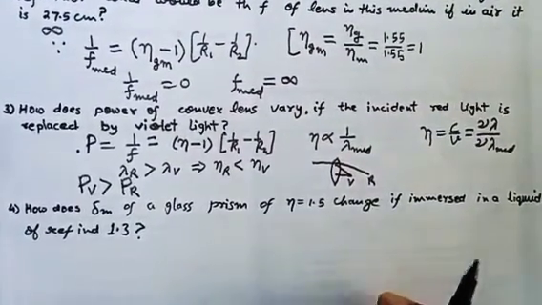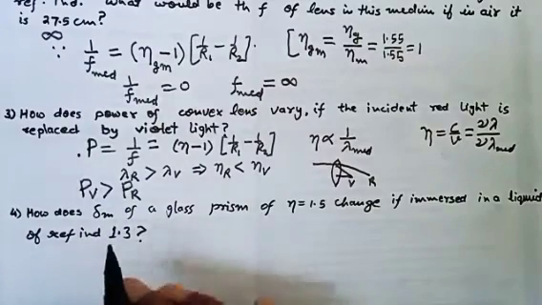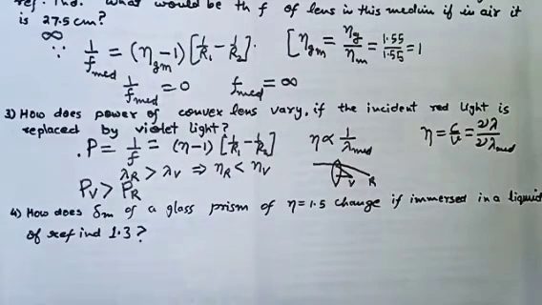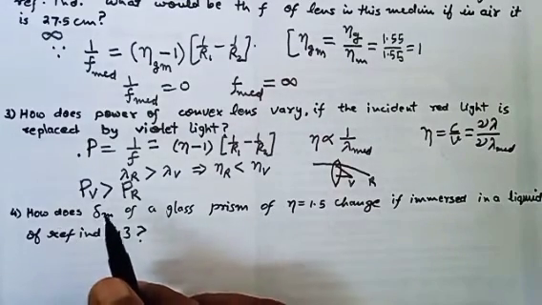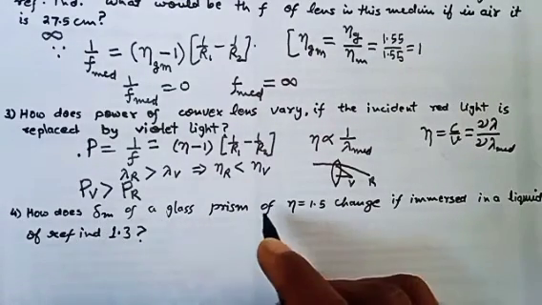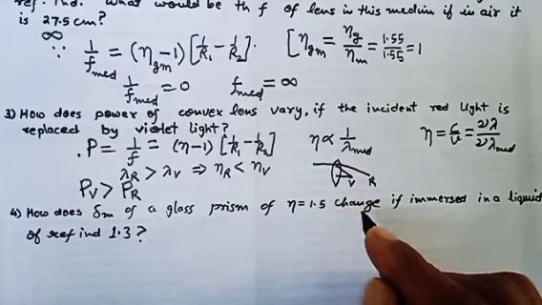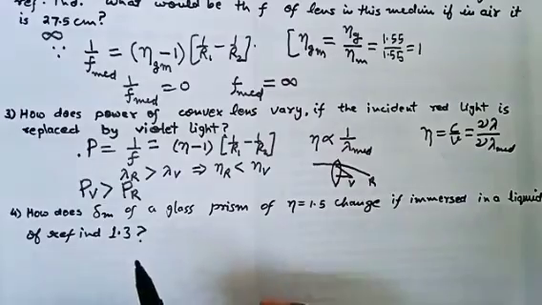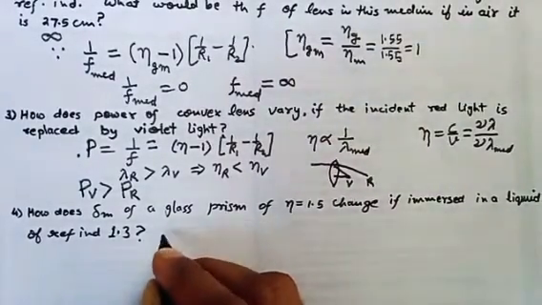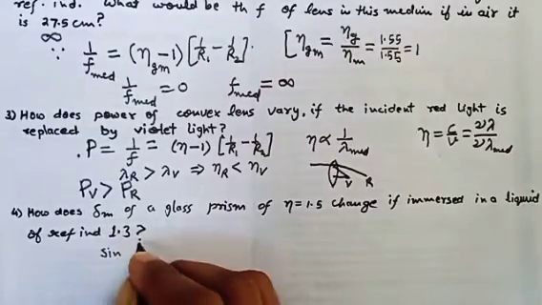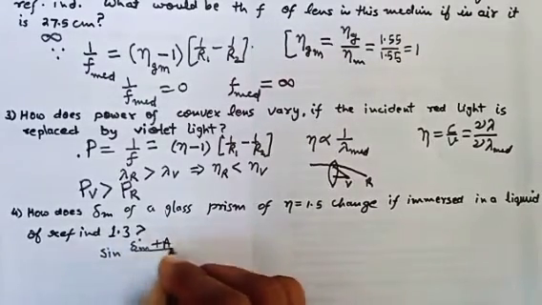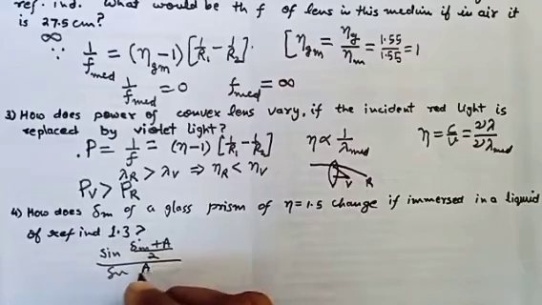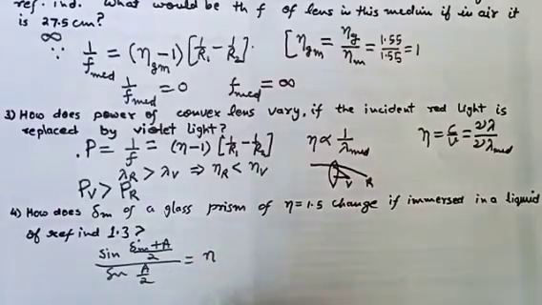Okay. How does the angle of minimum deviation of a glass prism of refractive index 1.5 change if immersed in a liquid of refractive index 1.3? I use symbols just to support my laziness. Now see, we know the prism formula is sine of (delta m plus A) by 2 upon sine A by 2 is equal to the refractive index.